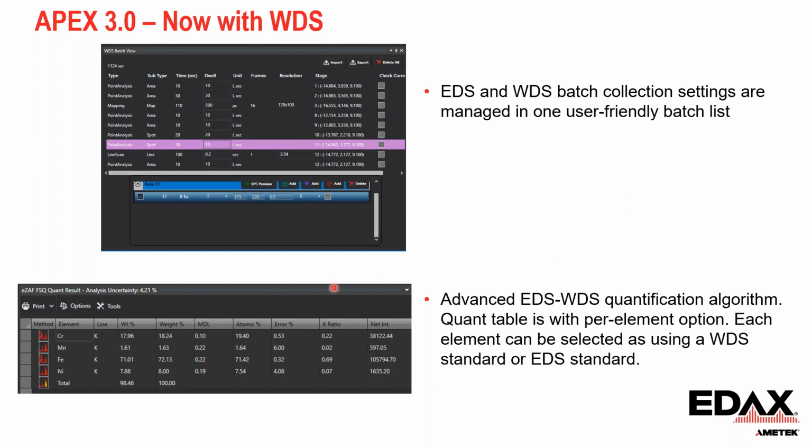We implemented an advanced EDS WDS quantification algorithm in the 3.0 version. The quant table has a per element option, which means we have buttons in front of the elements. For each element, there is a per element option. You can click on this button to switch between using a WDS standard or an EDS standard.